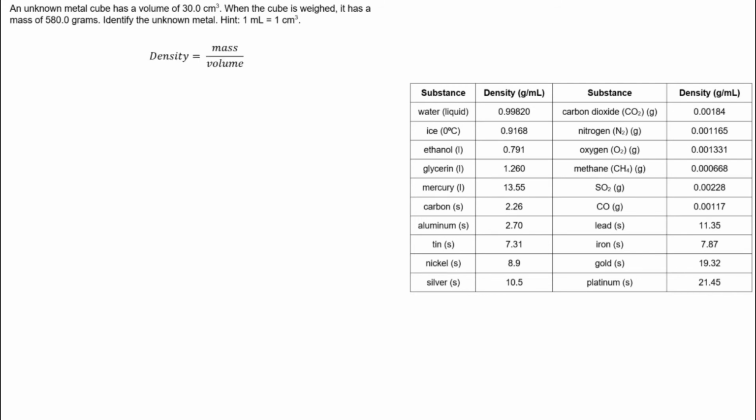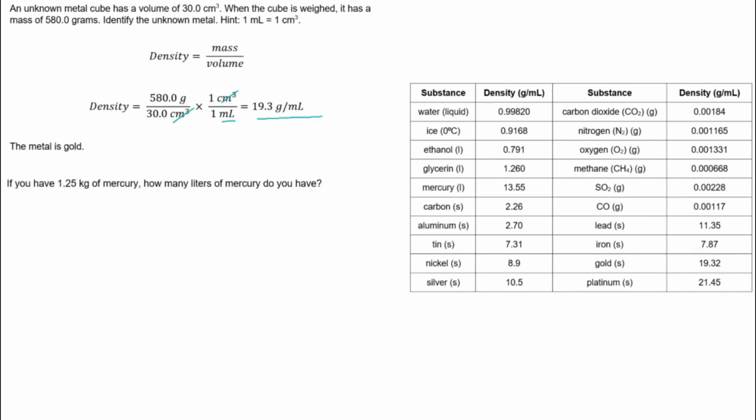So density is simply mass over volume. We know the mass, that's 580 grams, and we were given the volume as 30 centimeters cubed. Let's plug that into our equation. Here we go. But we have a little bit of a problem. In our table, our densities are given in grams per milliliter, not grams per centimeter cubed. But our hint told us that 1 milliliter equals 1 centimeter cubed. So let's set up a quick conversion. Here we go. Our centimeters cubed cancels. Now we have milliliters. So our density is 19.3 grams per milliliter. Let's see if we can find this in our table. There it is. Our unknown metal is gold.